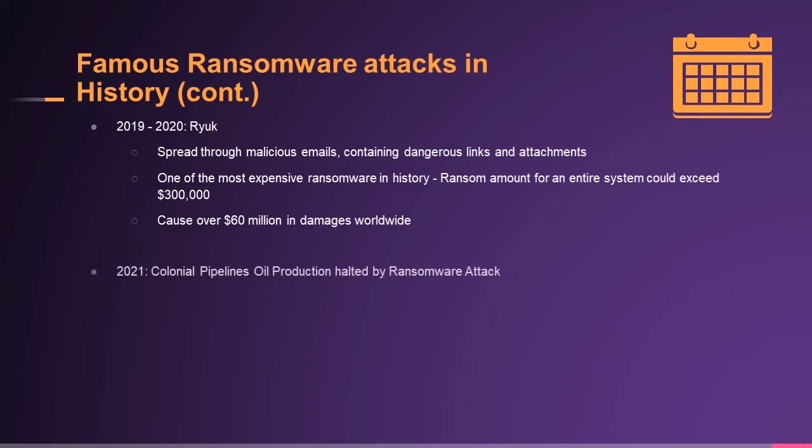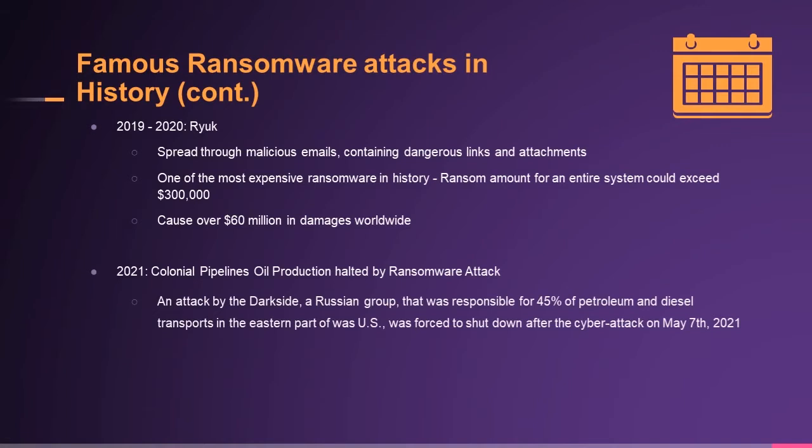Now I'm going to be going over the 2021 Colonial Pipeline attack, which is actually the reason why we decided to do this project, because it was the most recent ransomware attack, it was in the news, and it affected our everyday lives. This attack was by a Russian group known as DarkSide. They were responsible for shutting down 45% of petroleum and diesel transport in the eastern part of the U.S. after a single cyber attack on May 7th, 2021. The effects of this attack were that it raised fuel prices throughout the nation. The attack lasted for only a few days, but the impact lasted for weeks.